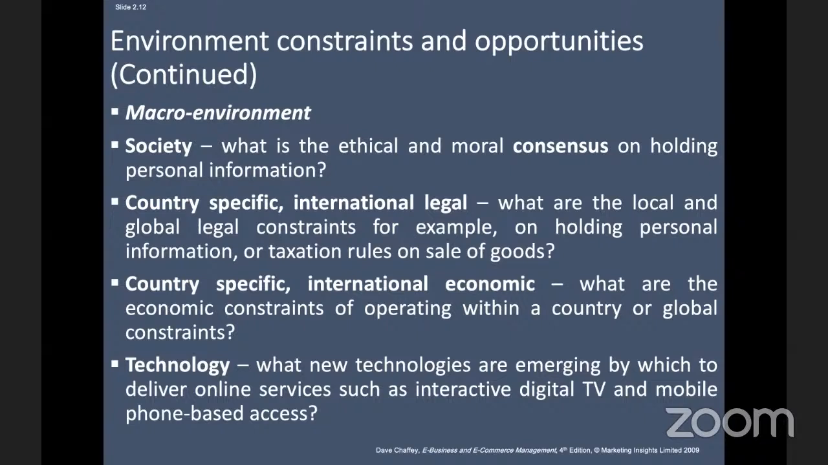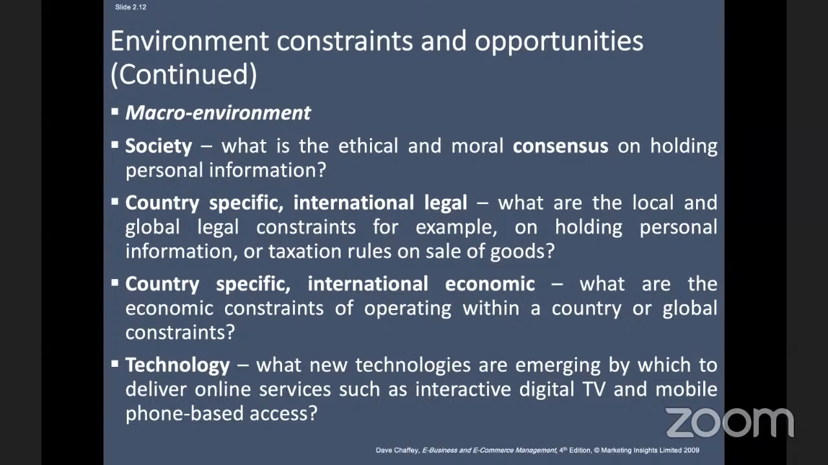Country specific and international economic. What are the economic constraints of operating within a country, or global constraints, when you are doing business in your country or when you are thinking of going to the international market? Then for sure you have to analyze the economic conditions, whether they are suitable for your business or not.